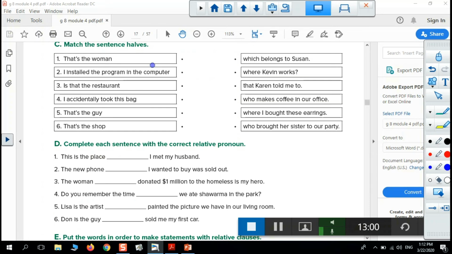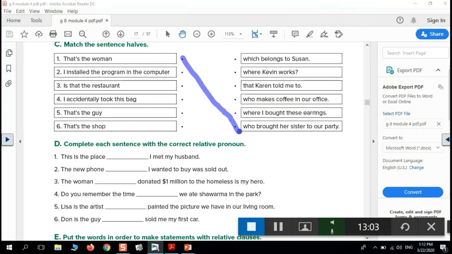Okay, the first one is with who: who brought her sister. Okay, I installed the program in the computer, that's number 2, with that. Number 3, is that the restaurant? Place, so it's where. I accidentally took this bag, number 4, with this one. Then we have that's the guy, person, so who. That's the shop, place, this one.